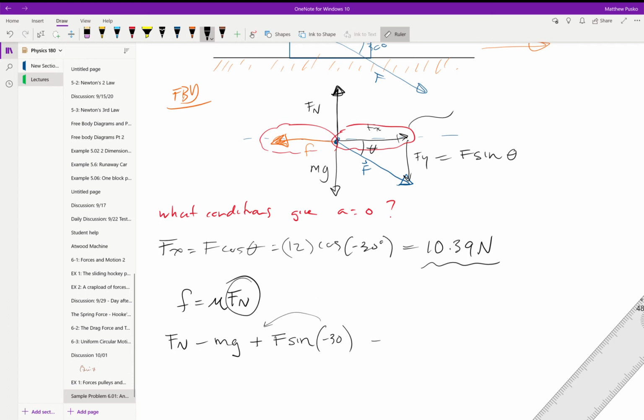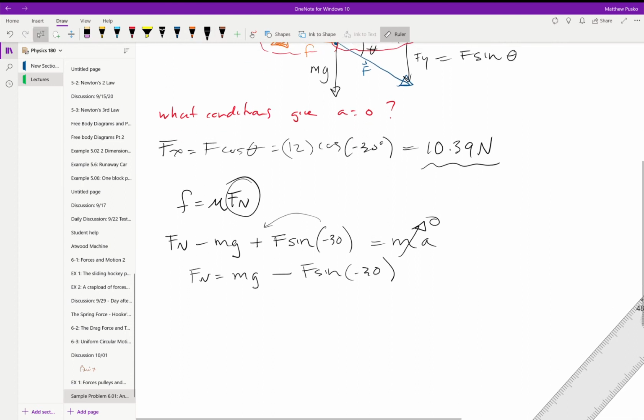It is not coming off the surface, so there is no acceleration in the normal direction or in the y direction. So we can say that the normal force is equal to, rearranging this gives me an mg minus an f sine of minus 30.